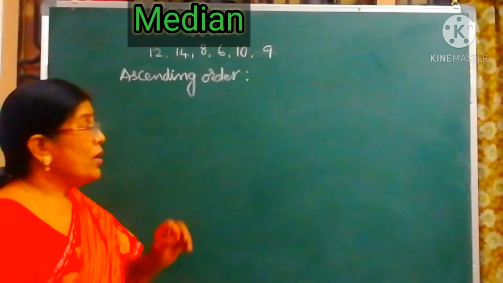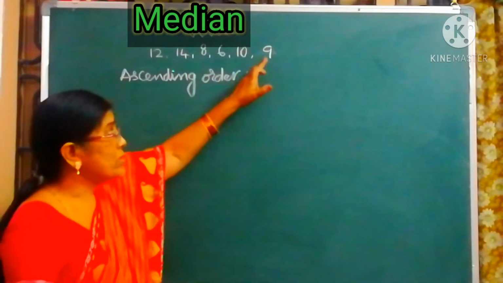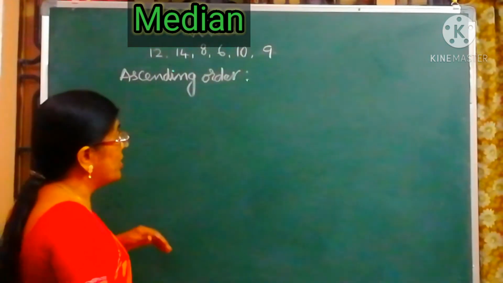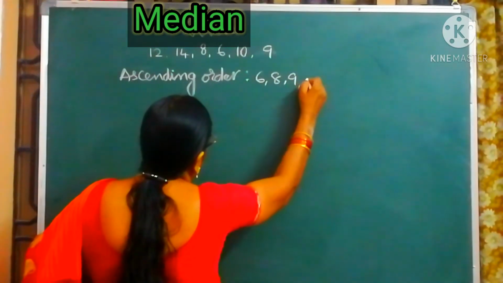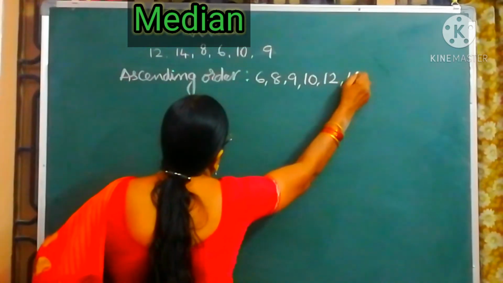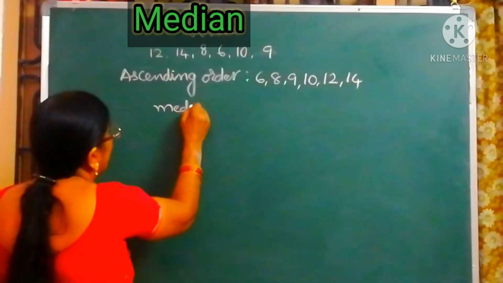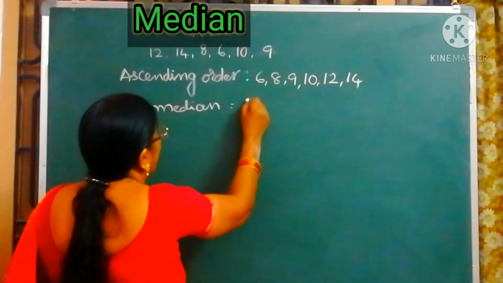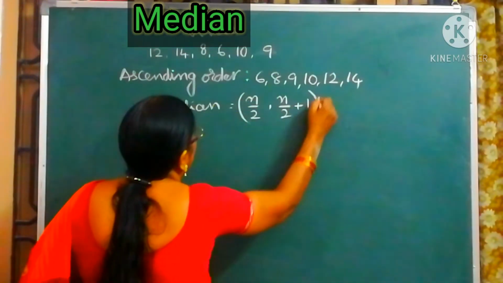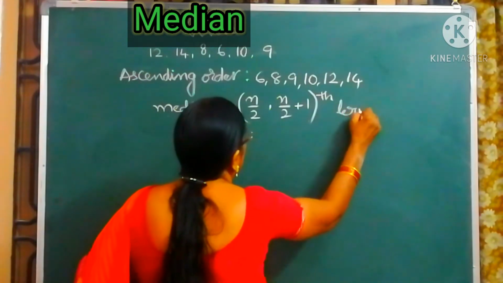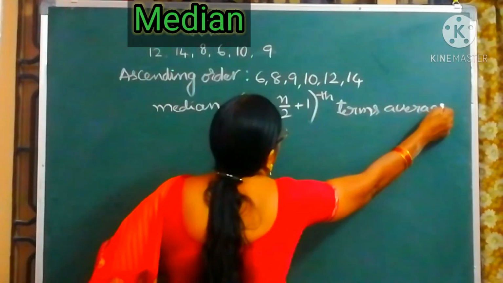Now, let us see when the observations are even in number. If you observe this, there are 6 observations. So, we first write them in ascending order: 6, 8, 9, 10, 12, 14. After that, we have to find the median. To find the median, we have the formula: the average of the n by 2 th term and the (n by 2 plus 1) th term. We take the average of these terms and we will get the median.